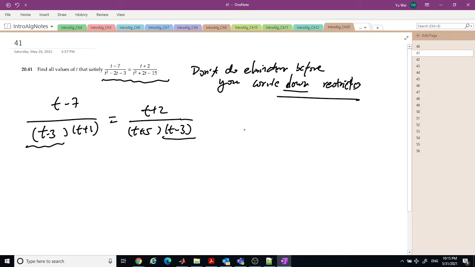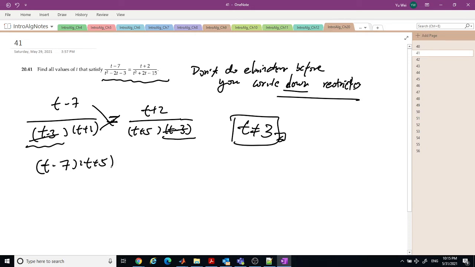But before we do elimination, we need to write down t cannot be equal to 3, okay? Sometimes when you solve the equation, you get t equals 3. Now you can cancel it, then do the cross product. So we have (t minus 7)(t plus 5) is equal to (t plus 1) times (t plus 2).